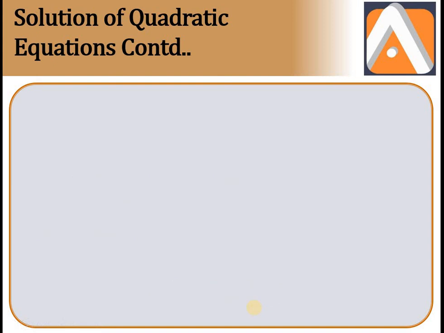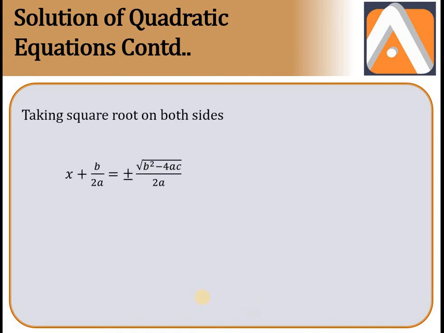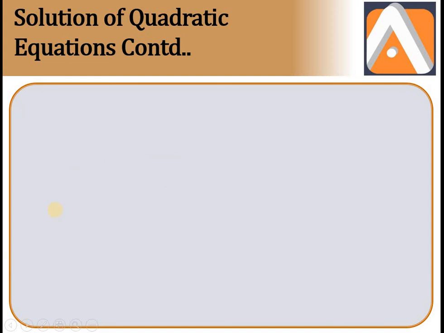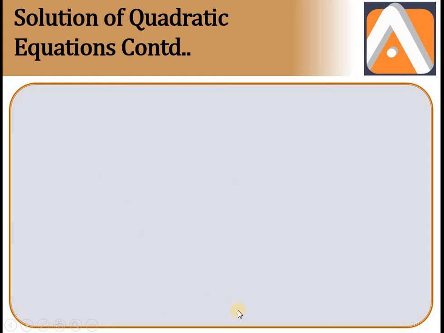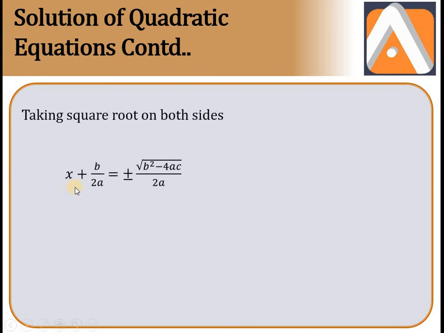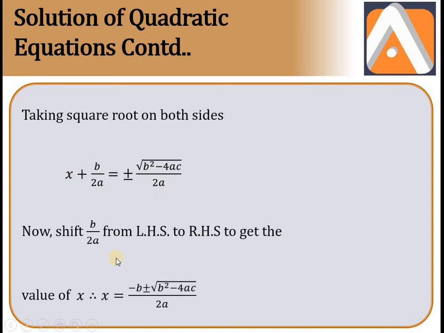Taking square root on both sides. Here actually it becomes 4a square; I have not written it, it is a typing mistake. This is 4a square. Now after taking square root on both sides, you will get x plus b by 2a is equal to plus or minus under root of b square minus 4ac upon 2a. So you will get x is equal to minus b plus or minus under root b square minus 4ac upon 2a. This formula you studied in 10th standard.